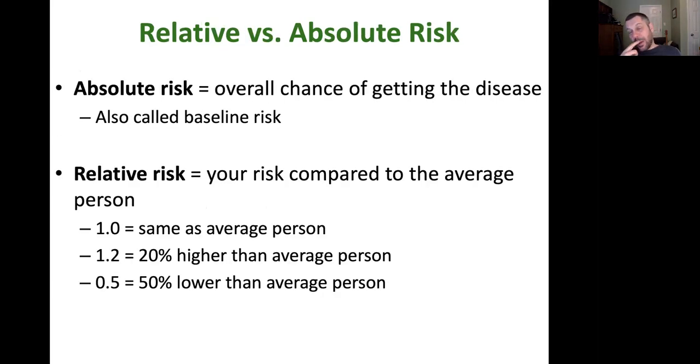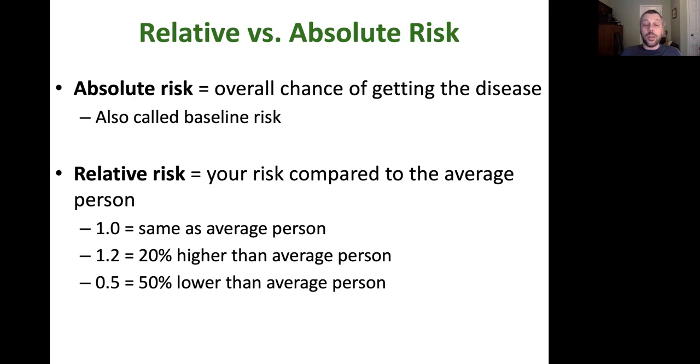So what we have to consider when we're thinking about how to think about human genetics is 2 types of risk. Absolute risk, which is the overall chance in the population of getting a disease. That's sometimes called the baseline risk. And then there's your personal risk relative to that average person. This is how you're given the odds of getting a disease based on your genetics.